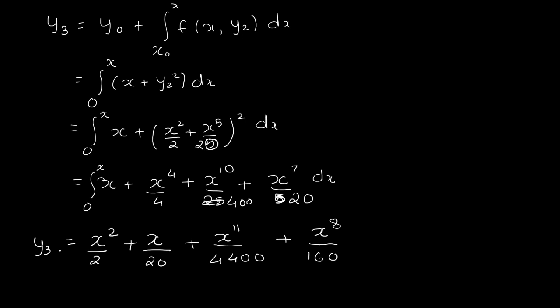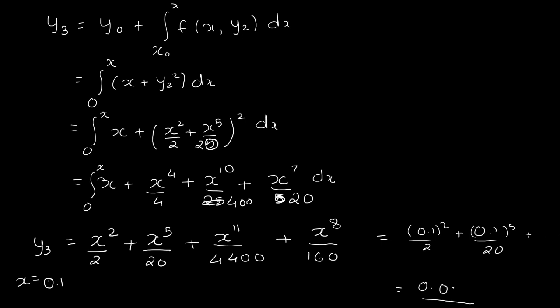Now in this third iteration I will put x equal to 0.1. This is what we were told to find, right? We needed to find y of 0.1. So in this third iteration I will put it. It will give me 0.1 the whole square upon 2 plus 0.1 the whole raised to 5 upon 20, and so on. You will just have to substitute it and you will get your final answer.